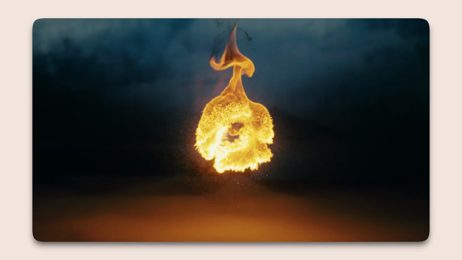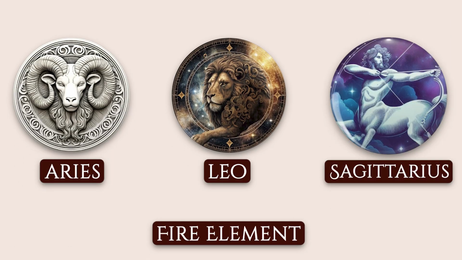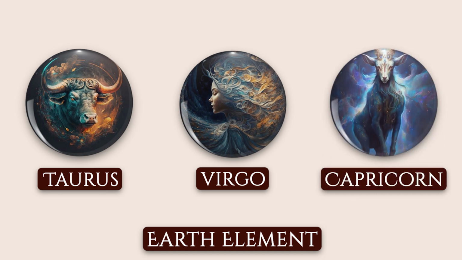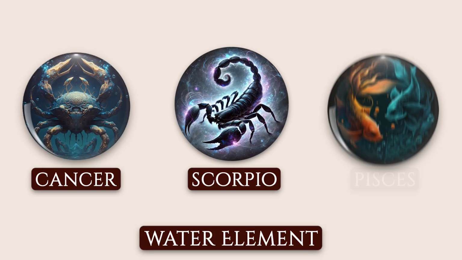Let's start with the elements. The elements are probably the category that most people know about. So we have fire, earth, air, and water. And there are always 3 zodiac signs assigned per element. So with fire, we have Aries, Leo, and Sagittarius. With earth, we have Taurus, Virgo, and Capricorn. With air, we have Gemini, Libra, and Aquarius. And with water, we have Cancer, Scorpio, and Pisces.